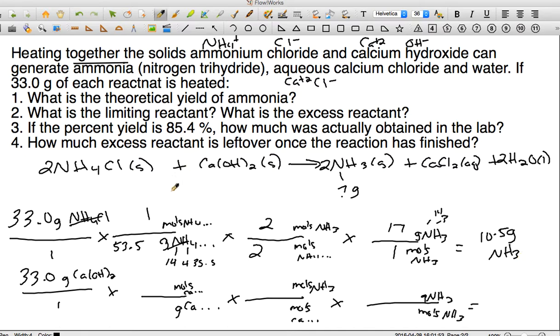Okay, so now I'm going to go to the calcium hydroxide. 1 mole gets me the mass of this. So this guy's 40. Oxygen's 16, but there's 2 of them, so there's 32, and 2 hydrogen. I add all those up and I get 74 grams.